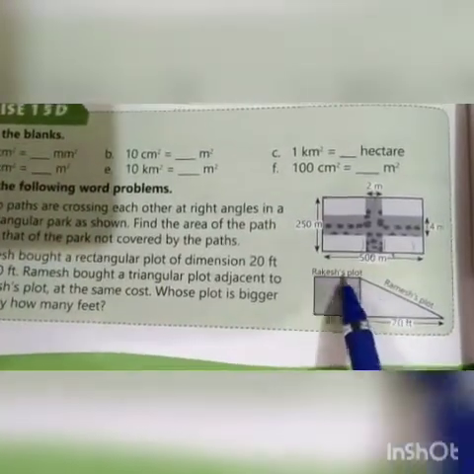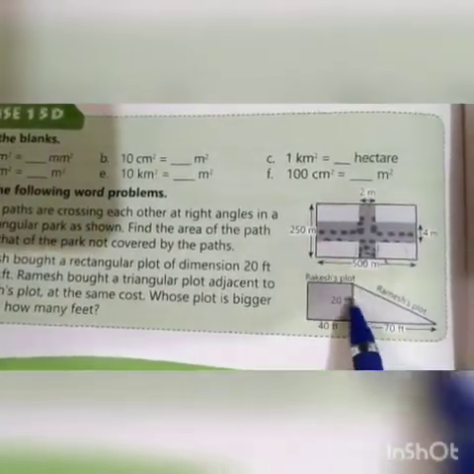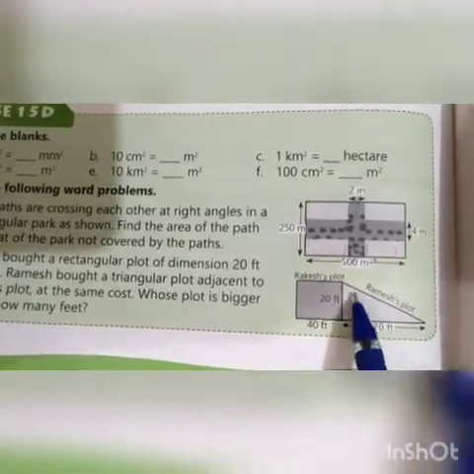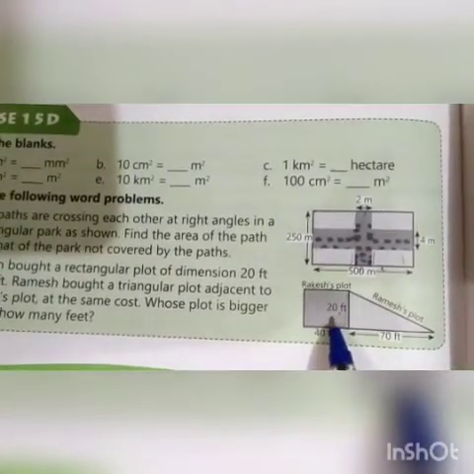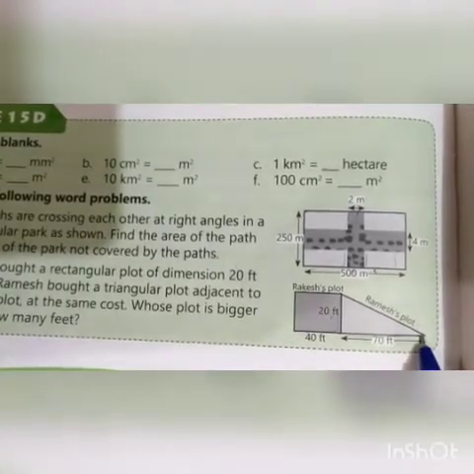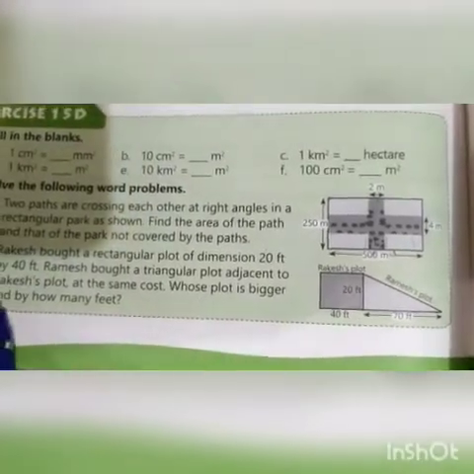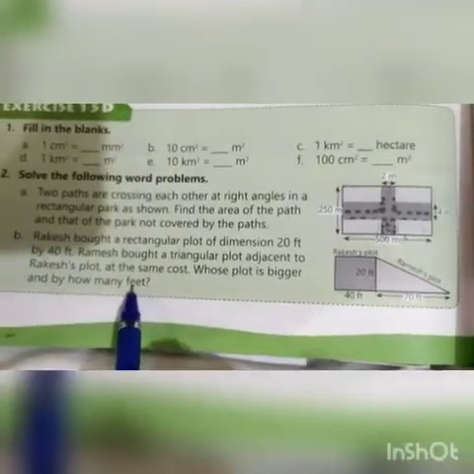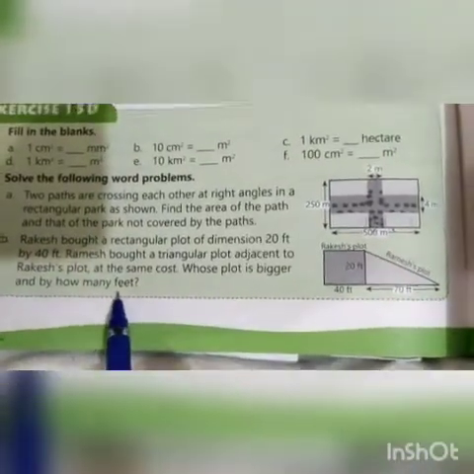Ramesh bought a triangular plot adjacent to Rakesh's plot at the same cost. This is Rakesh's plot. Then Ramesh also bought a plot adjacent to this plot and its length is 70 feet. Whose plot is bigger and by how many feet?